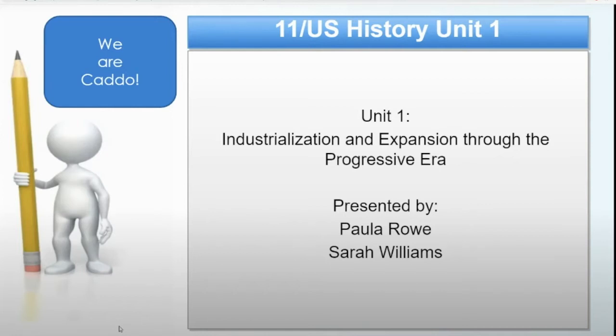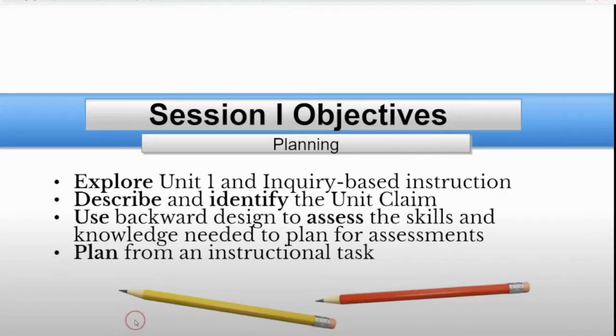For today's session, we will analyze Unit 1 from U.S. History, Industrialization and Expansion through the Progressive Era. Our session objectives today. First, explore Unit 1 and inquiry-based instruction. Describe and identify the unit claim. Use backwards design to assess the skills and knowledge needed to plan for assessments. And lastly, plan from an instructional task.